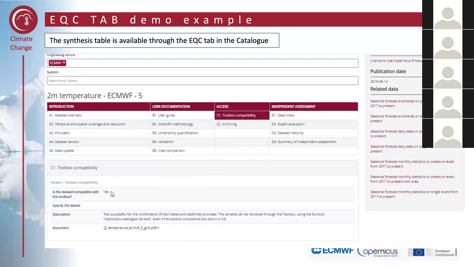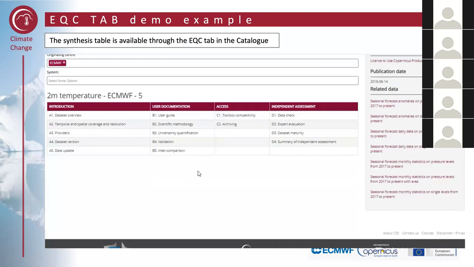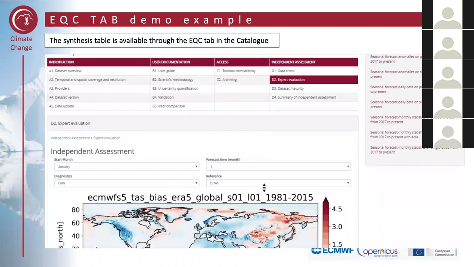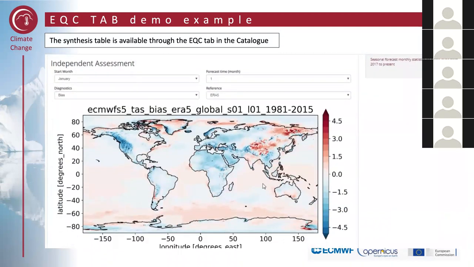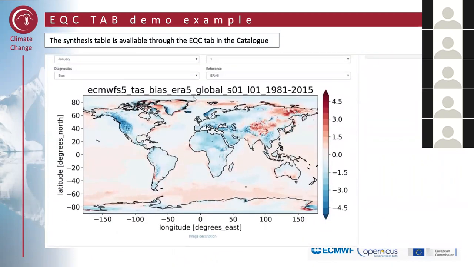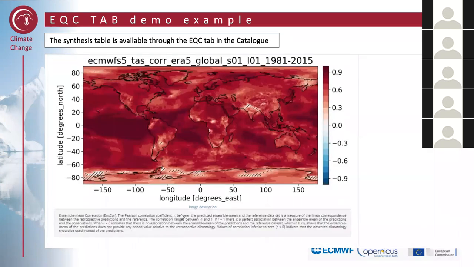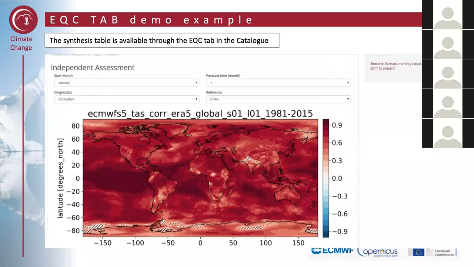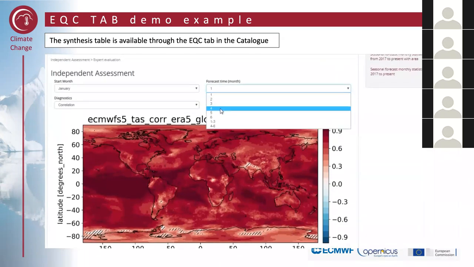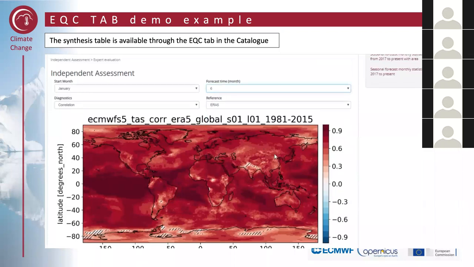And here, clicking on the different aspects, we can see the aspects about access, about more scientific methodology, about dataset overview, as well as the plots about the scientific assessments, which are made dynamic so that the user can change the different parameters, like change the diagnostic use, change the reference, and so on, with a footnote that guides the user to understand the plots. In view of time, I would click to the next.